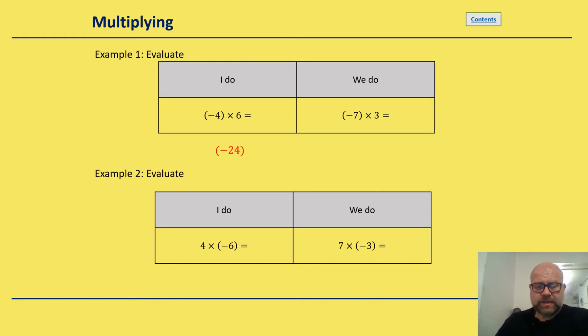Likewise, in the second I do, if it was -6, well, 4 times 6 is always 24, still 24. So 4 times -6 is -24. Now you pause the video and you have a go at the we do's.